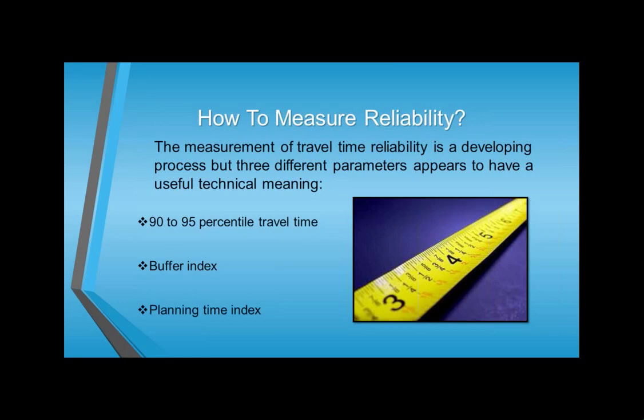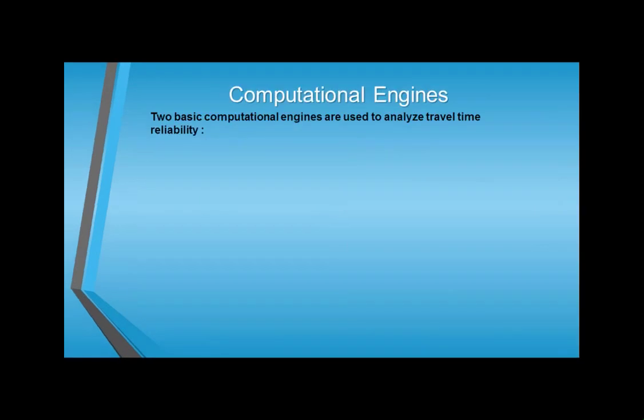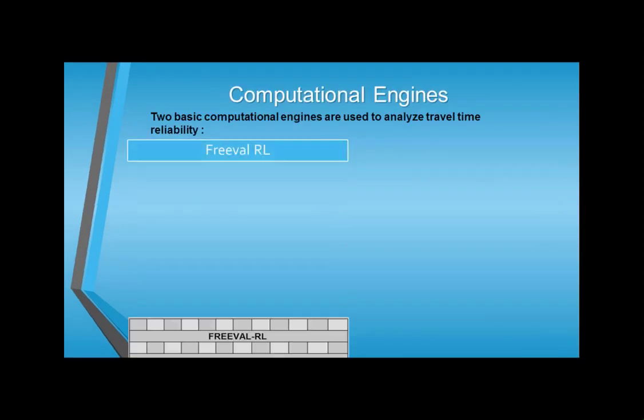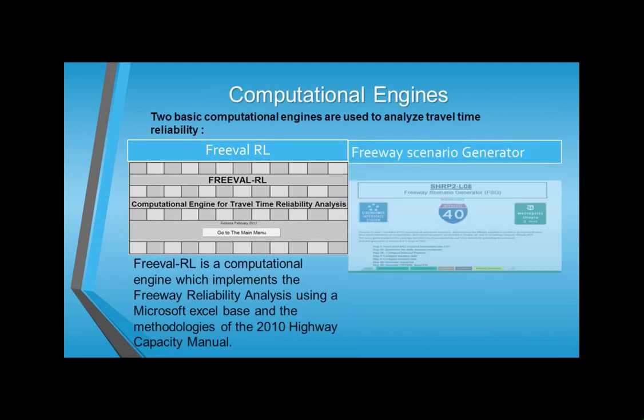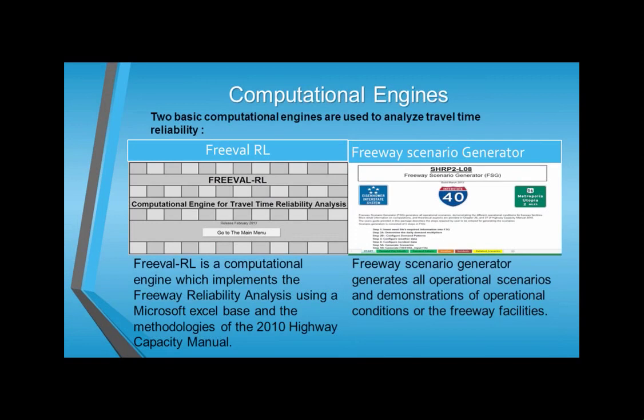Some of the tools that we use to help us with the calculation of the travel time reliability: the first one is called FreeBot-RL. FreeBot-RL is a computational engine that uses Microsoft Excel basis and the methodologies of the Highway Capacity Manual 2010. Together with FreeBot-RL, we also use the FreeBot Scenario Generator, which helps us to create all the possible scenarios that we might have on the roadway, including the combination of the weather probability, the incidence probability, and the vehicle demand fluctuation.